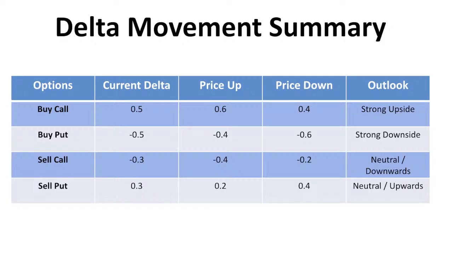So, delta movement summary. If you buy a call with 0.5 delta, when the price goes up, the delta increases, and if the price goes down, the delta decreases. So when do you buy a call? When you have a very strong upside view, you want more delta, you want to collect more delta along the way, because you want more exposure working in your favor. You buy a put to protect yourself from downside, or to hedge, or because you see that the price is going to move downwards. If the current delta is 0.5 and the price goes up, the delta gets lesser. If the price goes down, the delta increases, so more protection.